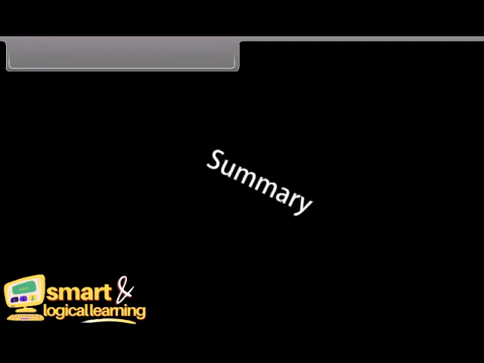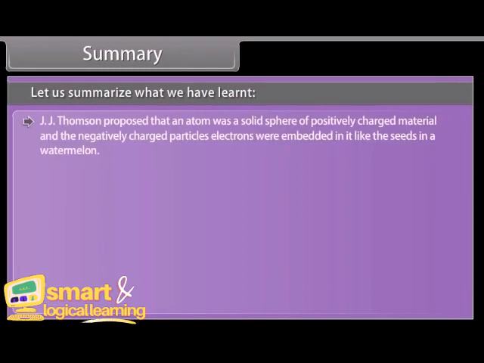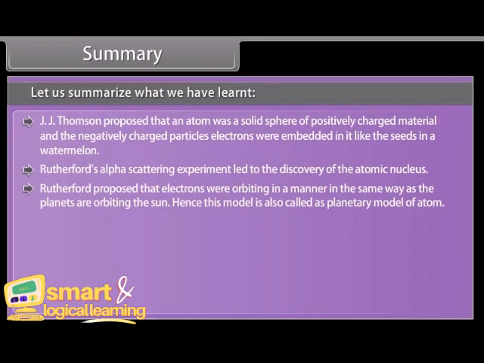Summary. Let us summarize what we have learned. J.J. Thomson proposed that an atom was a solid sphere of positively charged material and the negatively charged particles, electrons, were embedded in it like the seeds in a watermelon. Rutherford's alpha scattering experiment led to the discovery of the atomic nucleus. Rutherford proposed that electrons were orbiting in the same way as the planets orbit the Sun.